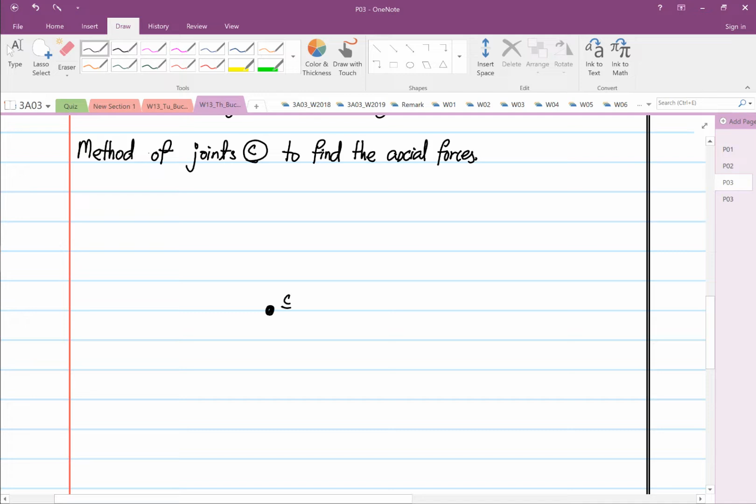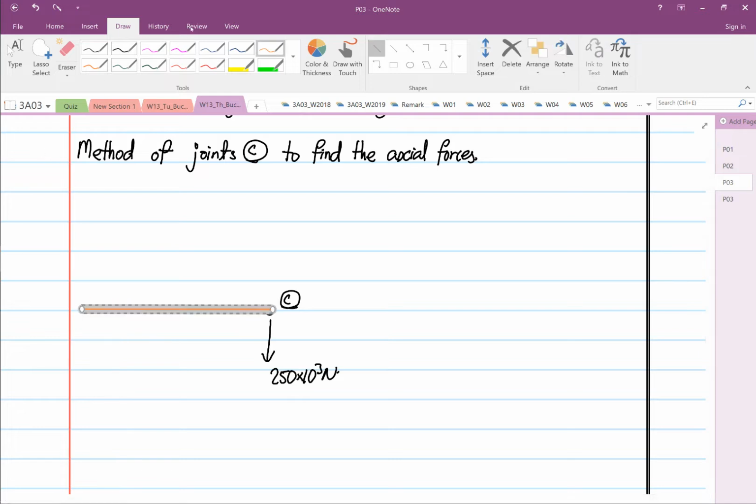This is our point C. We have a load coming down, and this is 250 times 10 to the power 3 Newton. And then we have two axial loads. One is in this direction, and the other one is in the other direction. And over here, this is our AC line. This is our BC line.